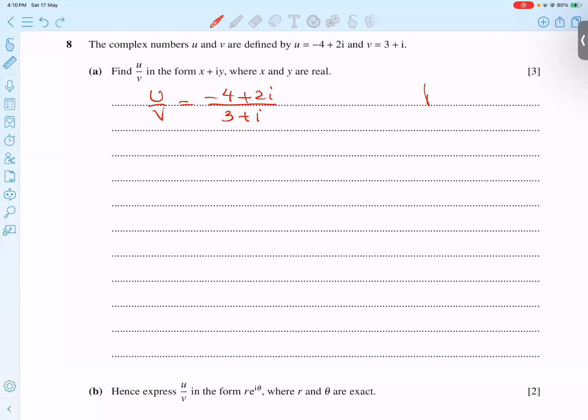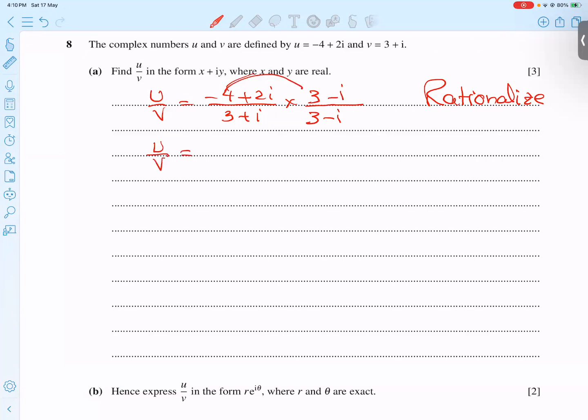We are bound to rationalize. So how do we rationalize? Multiply by the conjugate of the denominator. Conjugate means change the sign of the iota, to negative. So 3 minus i down and 3 minus i up.